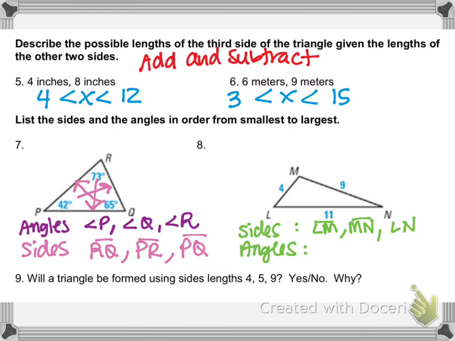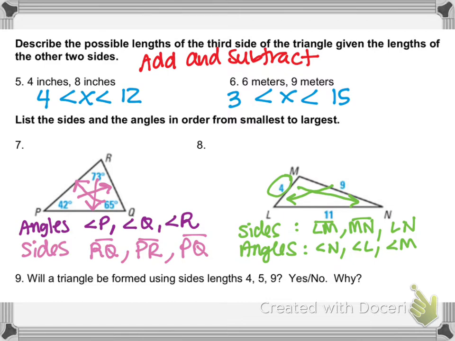Now the angles, I'm going to have to go opposites here. So if 4 is my smallest side, the angle opposite from that is N. So angle N. The next smallest side is 9. The angle opposite from that is L. And then that leaves M, which is opposite the 11.